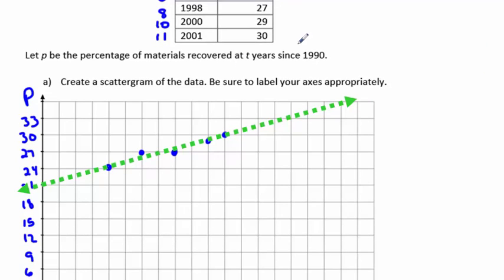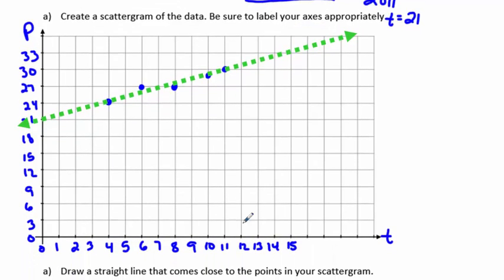Since we're talking about t years since 1990, 2011 is going to correspond with a t value of 21. Let's see if I can see a t value of 21 up here on my graph. I need to make my labeling a little bit longer here. 21 is going to be just past the edge of my graph right here. And so I can imagine that 21 is going to be along this line. My line is not quite long enough, so let me go ahead and extend that.